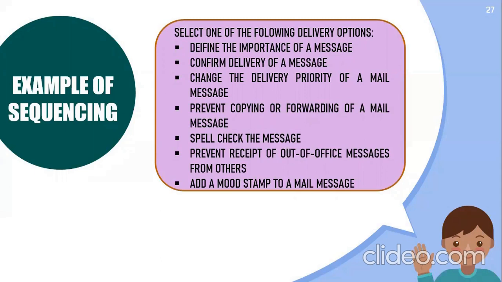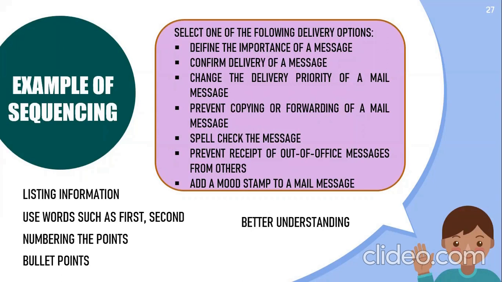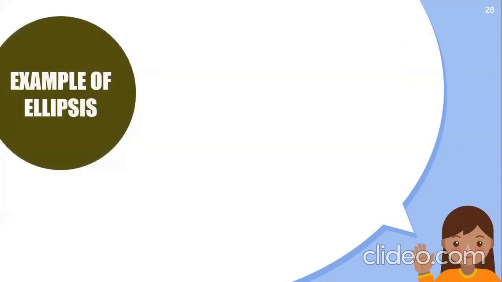So I have arranged my ideas systematically using the bullet form. I can also use other ways of listing the information. For example, I can use first, second, or firstly, secondly, and I can also number the points, and use bullet points as I've done over here. This listing of information leads to better understanding, and it can also give clarity of information. So having understood this device of sequencing, now let us move on to the next cohesive device, that is ellipsis.